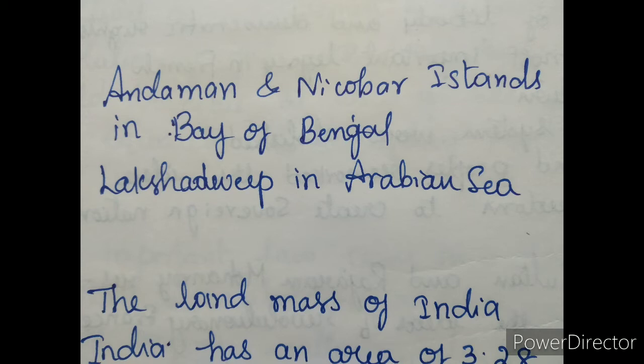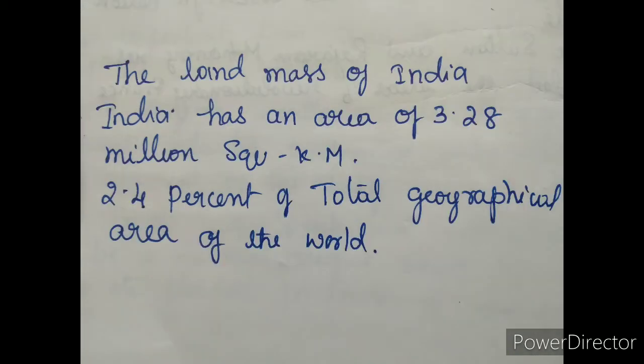India has a land boundary of about 15,200 kilometers and the total length of the coastline of the mainland, including Andaman and Nicobar and Lakshadweep, is 7,516.6 kilometers.